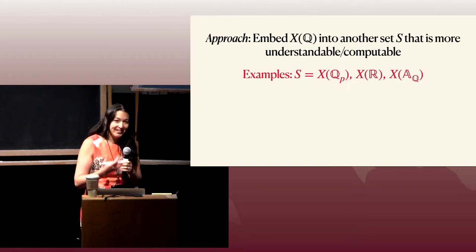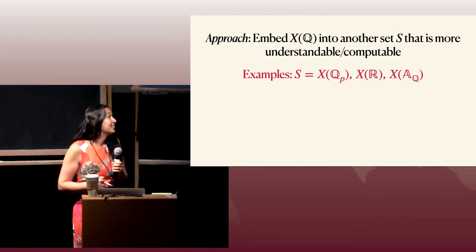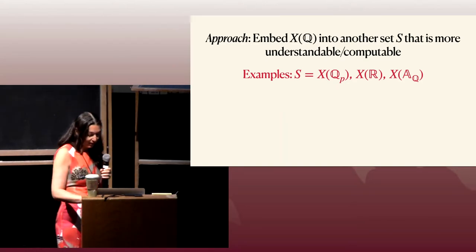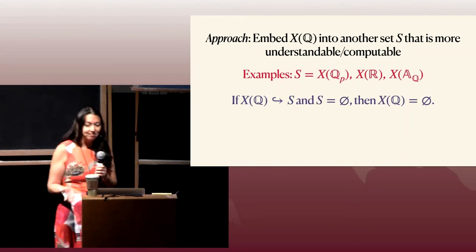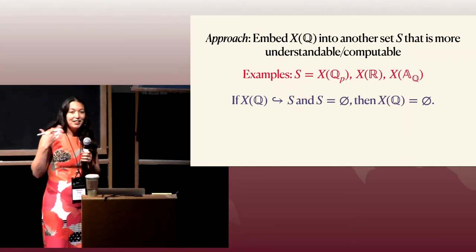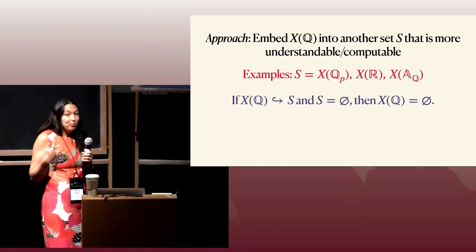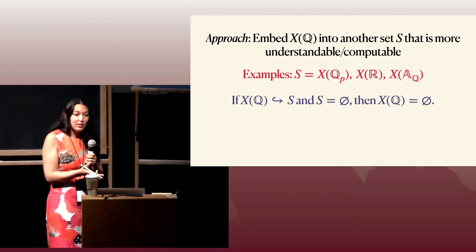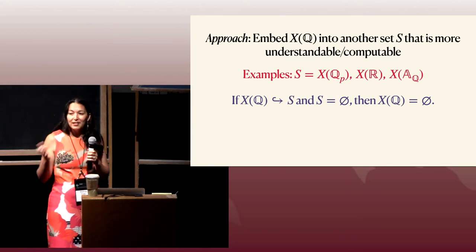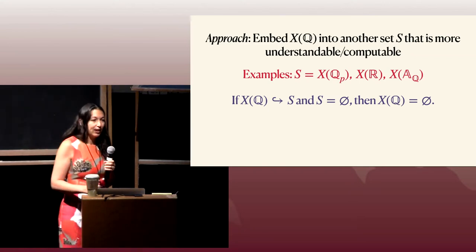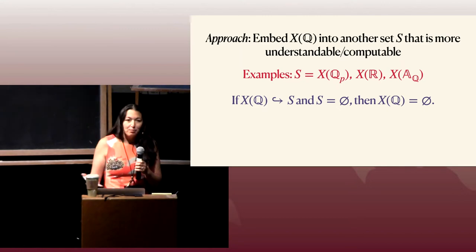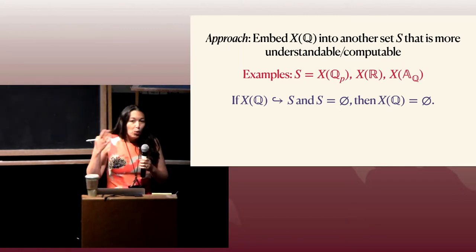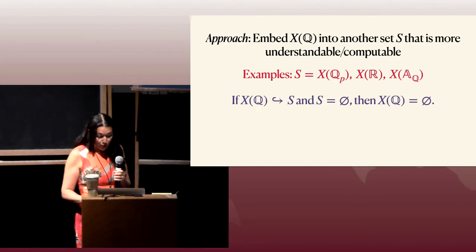Okay, and since this is the fundamental idea of how we're going to approach this: once you have this embedding, and if you can compute S, and you can show that S is empty, well then this is your proof that you have no rational points. Okay, so the idea is to find some set S that is more understandable or computable, and that we can hope to use to witness that there are no rational points.